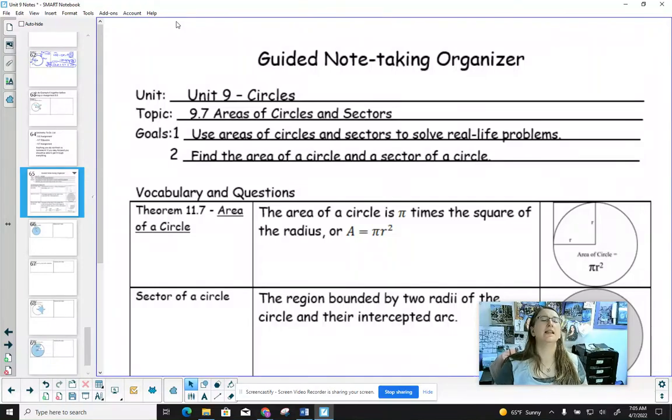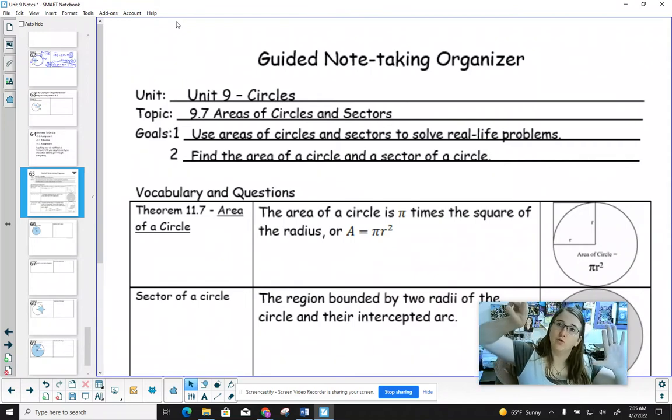Okay, finally, the last lesson of circles. So we talked in the previous lesson about circumference, which again is if you're going to walk around the outside of a circle, how far would you walk? Now, if you wanted to cover a circle with something, now we're talking about area.